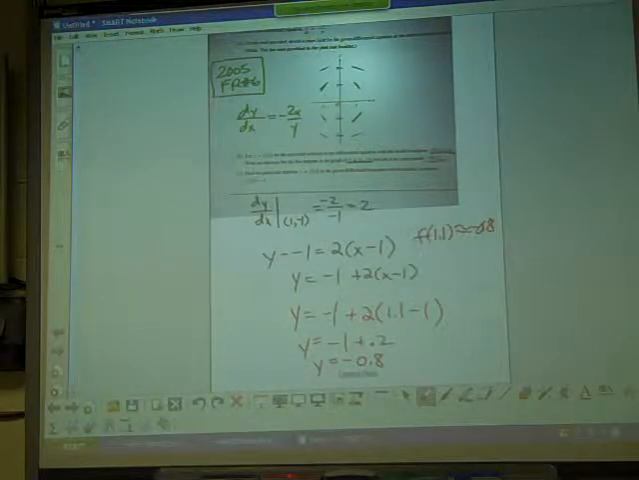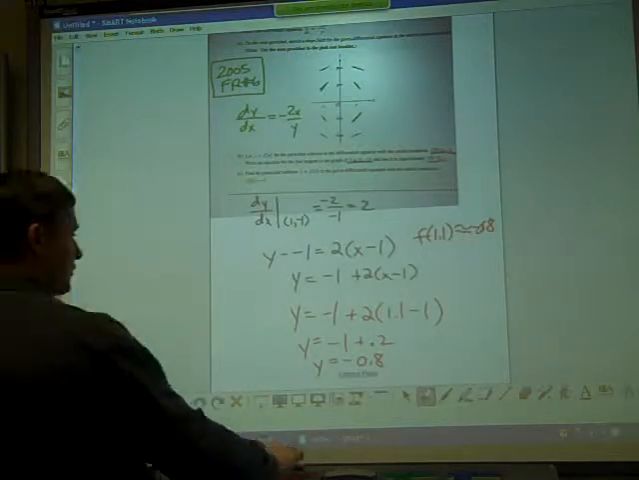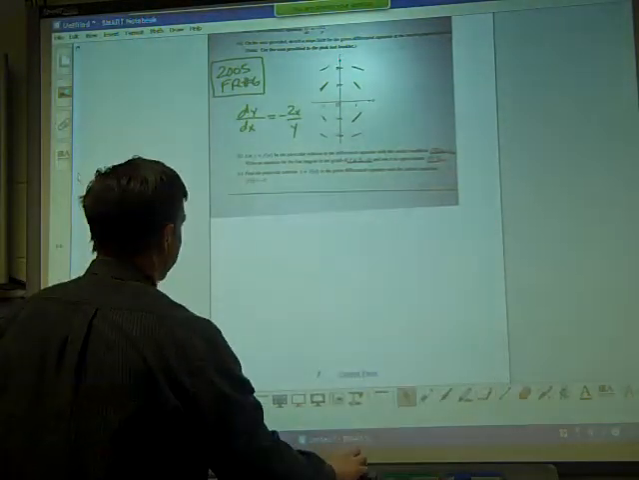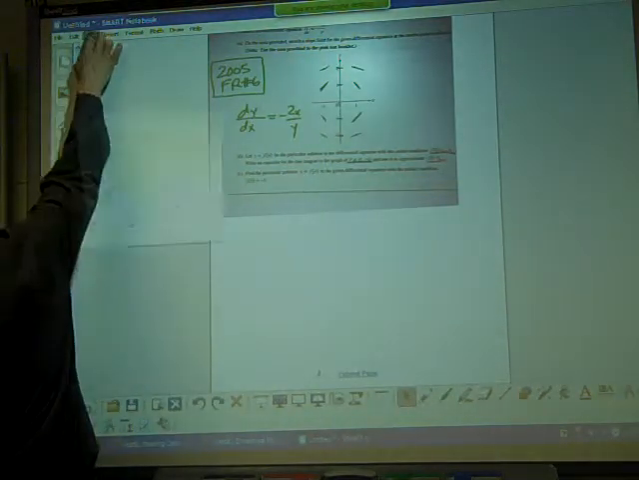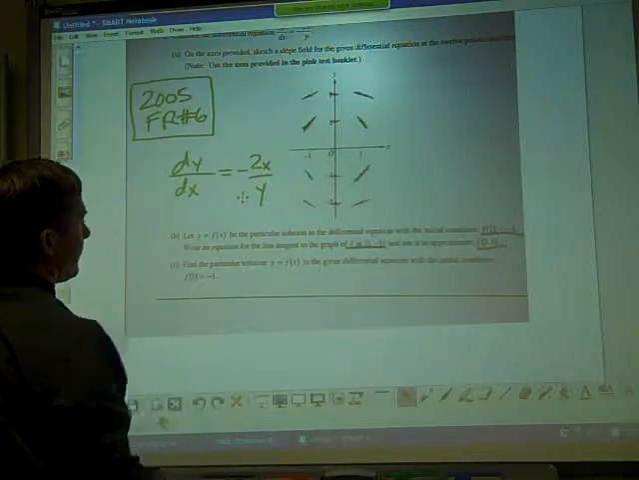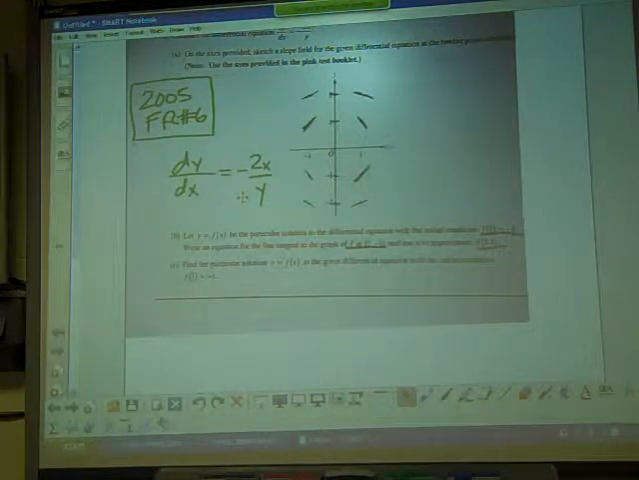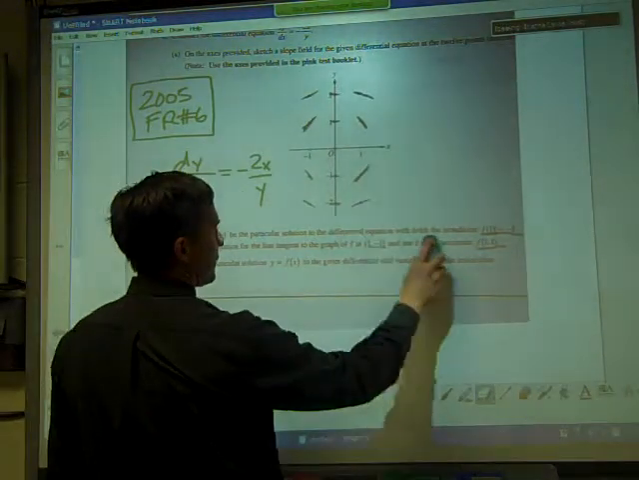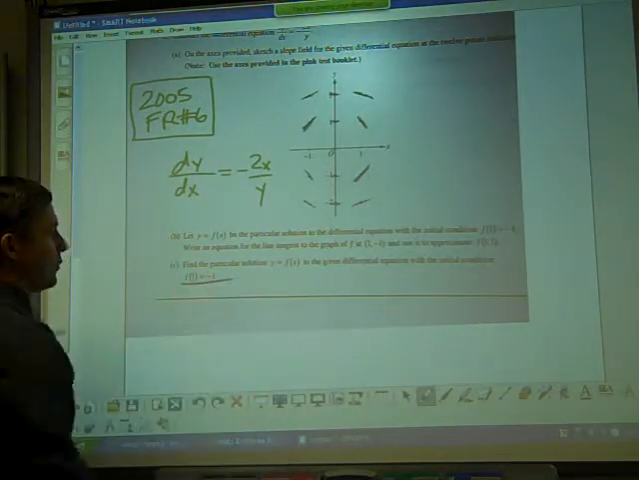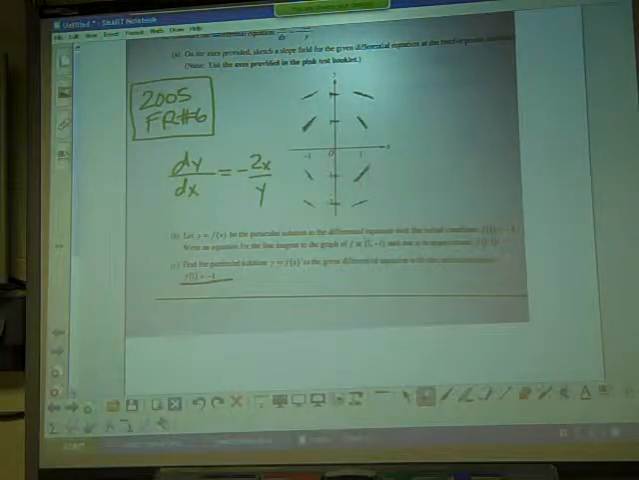All right. That takes us to letter C. So I'm going to erase this, and I'm going to go back up the board and change my view so we can read the problem a little better. Find the particular solution y equals f of x to the given differential equation with the initial condition f of 1 equals negative 1. Now they're asking us to do an antiderivative, right?